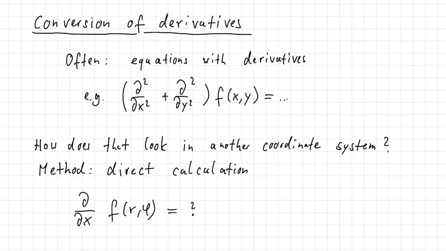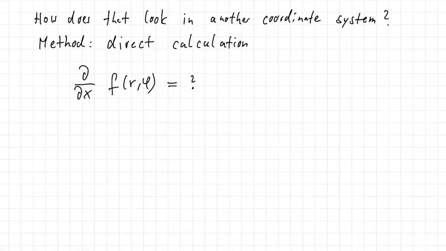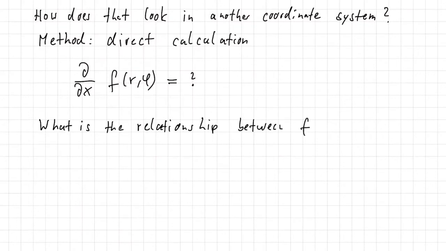For it to become clear, we need to write things out a bit more clearly, because when we write something like that here, we're actually being sloppy. It's good to be sloppy for convenience, but sometimes it's good to be very precise, because then we see more clearly what we need to do. And for that, what we need to see is the relationship between f of x, y and f of r, phi.